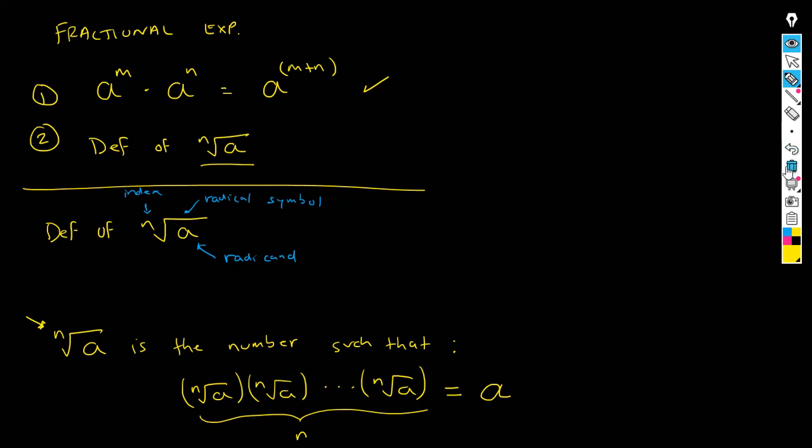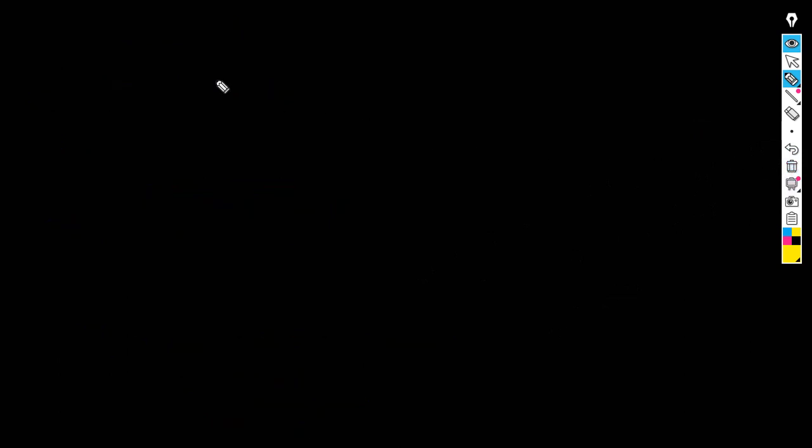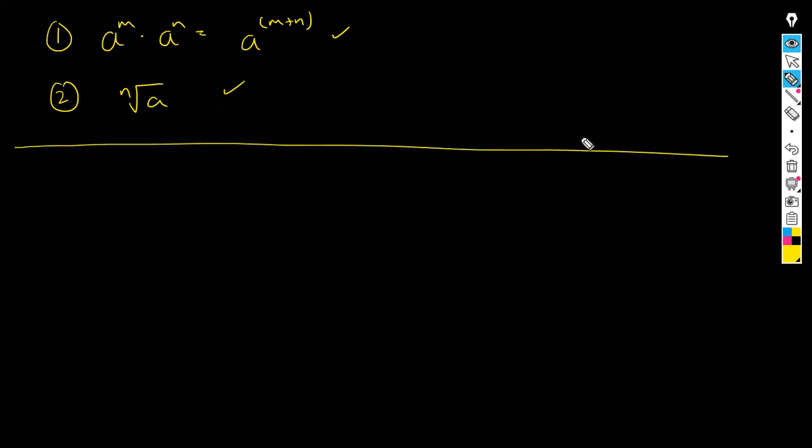So I'm gonna erase everything, and again, I'm gonna place the two things that I need. We know this. And the second thing is the definition of this number. We have these two things. Now with these two things, I can start to understand what this symbol means: a raised to the 1 over n.